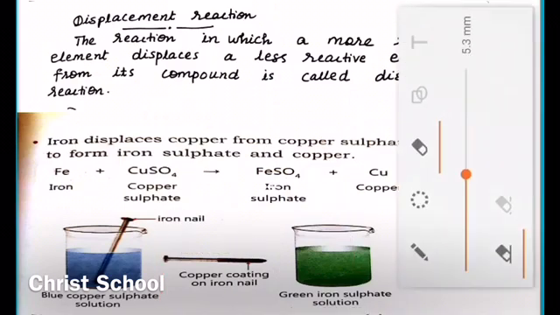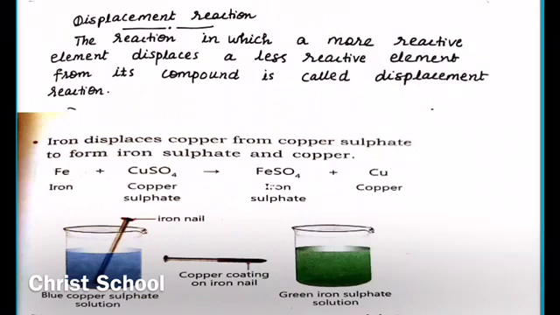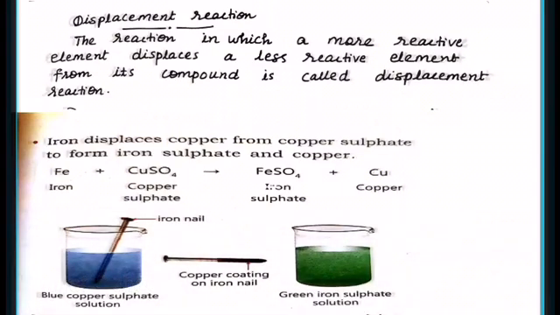So in this case, we will take blue copper sulfate solution. In this copper sulfate solution, we will dip an iron nail and keep it there for some time. After some time, you will see that instead of the blue solution there will be a green solution. This green solution is iron sulfate. And on the iron nail, there will be a reddish brown coating. This reddish brown coating is copper.